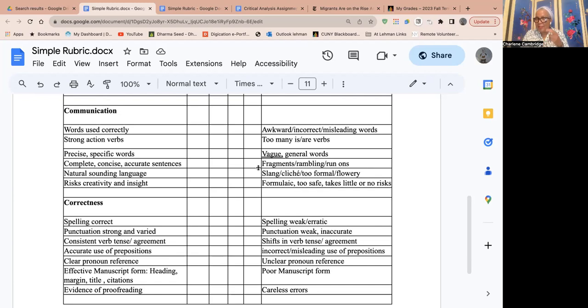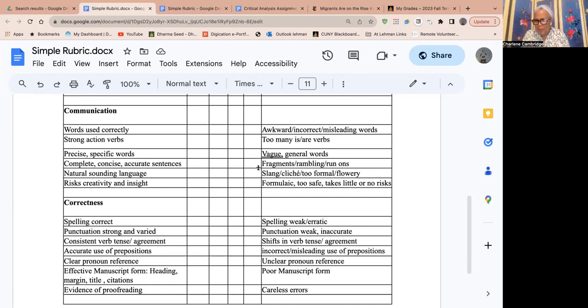Things happen. That's not passive voice, that's actually active. It happened and things happen, but it's vague. So here we are: precise, specific words, vague, general words. Let me give you some vague, general words. Many. How much is many? How much is a lot? When is sometimes? Vague. So you want complete, concise, accurate sentences.